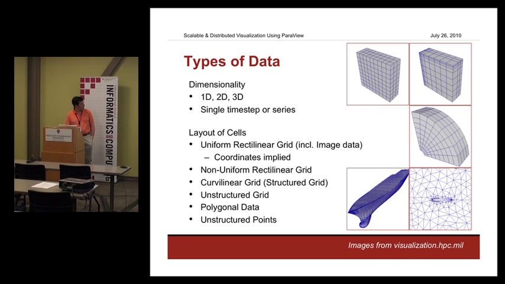And we also have, so here the unstructured grid goes away from these rectangular cells to any sort of triangular or tetrahedral data. And polygonal data, and of course you have just unstructured points in 3 space.